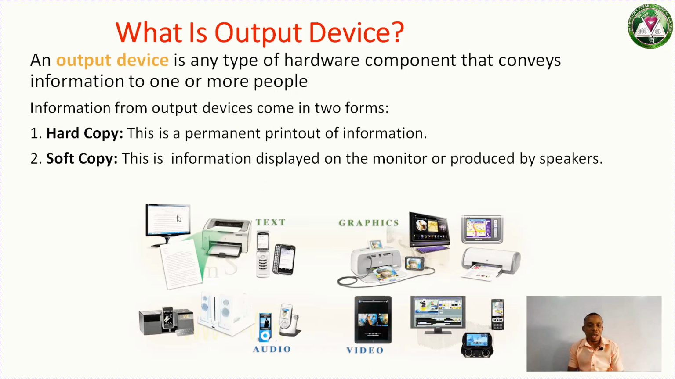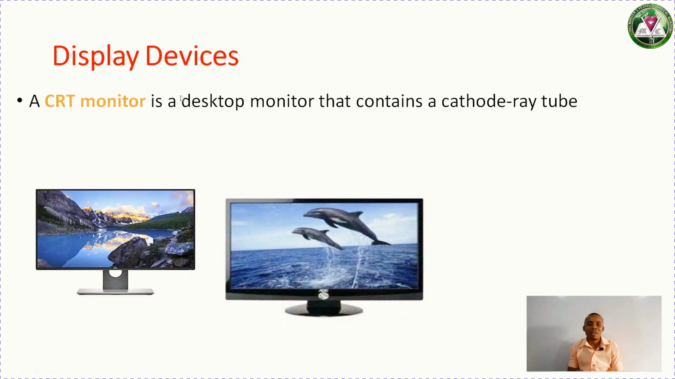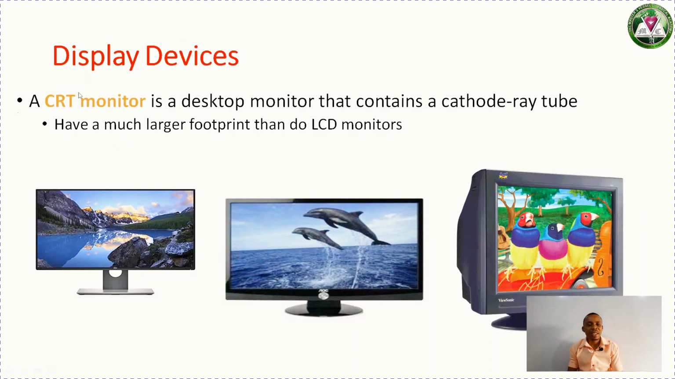Okay, look at these pictures here. These are examples of output devices. We'll be taking them one after the other. Let's take a look at what display devices are all about. Under display devices, we have the monitor. We say here a CRT monitor is a desktop monitor that contains a cathode ray tube. A monitor is a good example of an output device.